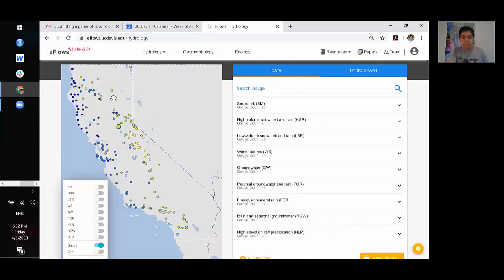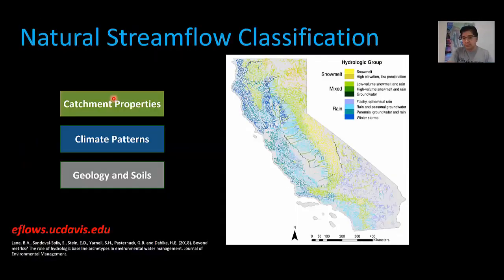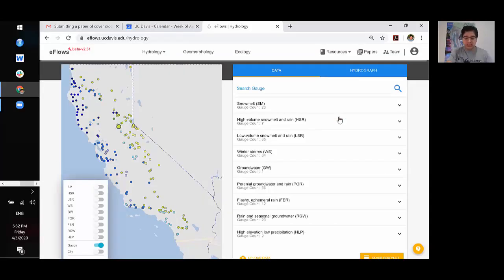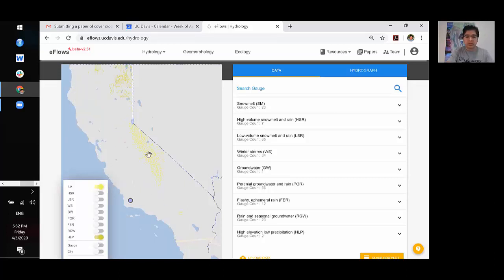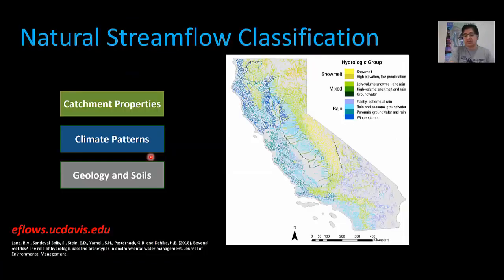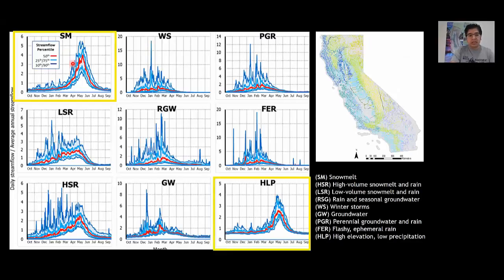Now, we have 3 larger groups, and 9 distinctive flow regimes, driven by snowmelt processes, rain processes, and a mixture of snow and rain. The snow processes will be these rivers here, in this part of California, which have this snowmelt signature. And that snowmelt signature looks like this.